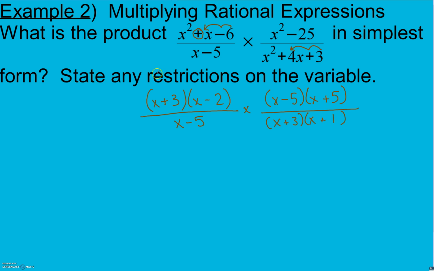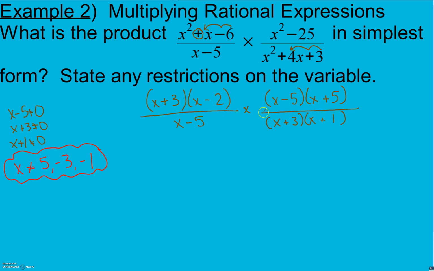Now let's figure out any restrictions on our variable. X minus 5 can't be 0 because it's in a denominator. X plus 3 cannot be 0 because that would give us 0 in our denominator. And x plus 1 cannot be 0, again, because all those would give us division by 0, which means that x cannot equal, if we add 5, if we subtract 3, and if we subtract 1. Here's the restriction on our domain.